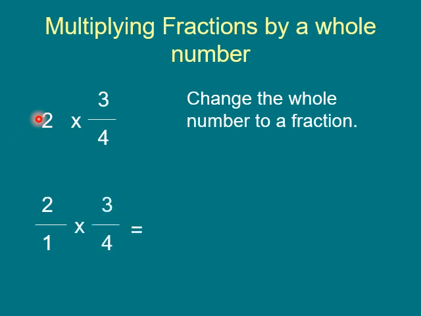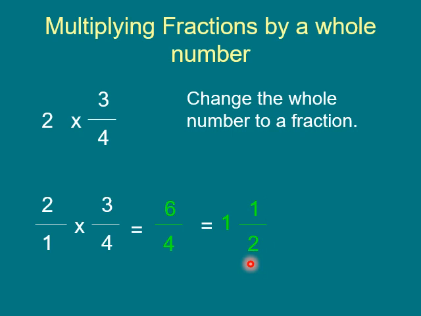Then, copy the fraction. Now, you can proceed to multiplication. So, the answer will be 6 over 4. 2 times 3 is equal to 6. 1 times 4 is equal to 4. Do you think this is the final answer? No. We will reduce it or write it in lowest terms. And we came up with the answer 1 and 1/2.